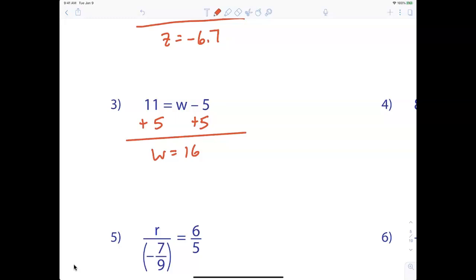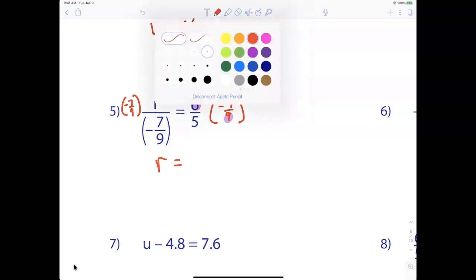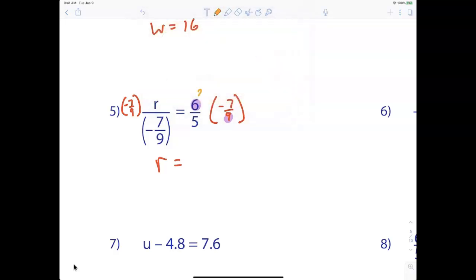All right? Now for question number 5, I have a division. So to undo the division, I have to multiply by negative 7/9, multiply by negative 7/9. So r is equal to, now, again, I can see the 6 and the 9 reduced by a factor of 3. So I'm going to go ahead and divide by 3, which makes that a 2. Makes that a 3, and that's all that can reduce. Positive times a negative is a negative. 2 times 7 is 14. 5 times 3 is 15. So negative 14/15 is my answer.